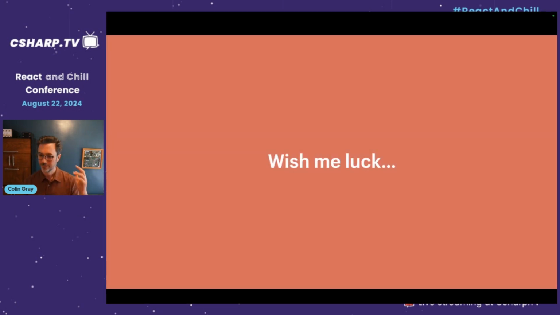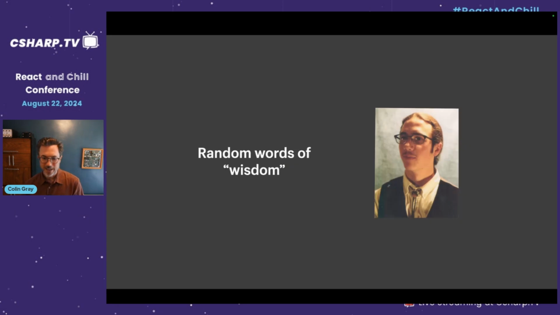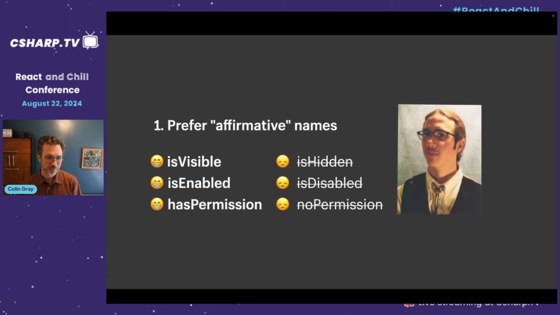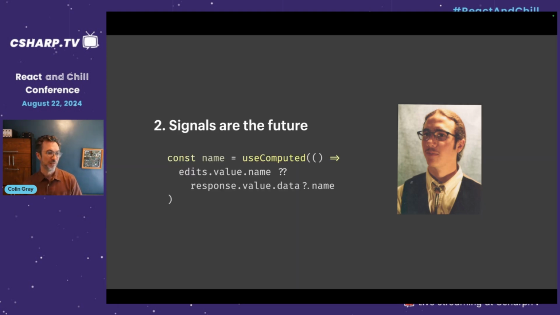So, how'd I do? I hope I did all right. I'm going to end with a few random words of wisdom. These are Colin Gray originals. If you're going to name something in state, this is a random one: use affirmative names. I hate is hidden and is disabled and no permission, whatever. Don't do that. If you're going to reach for state management, signals.